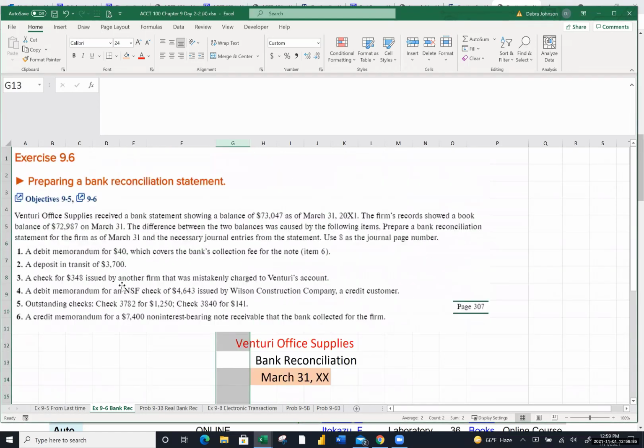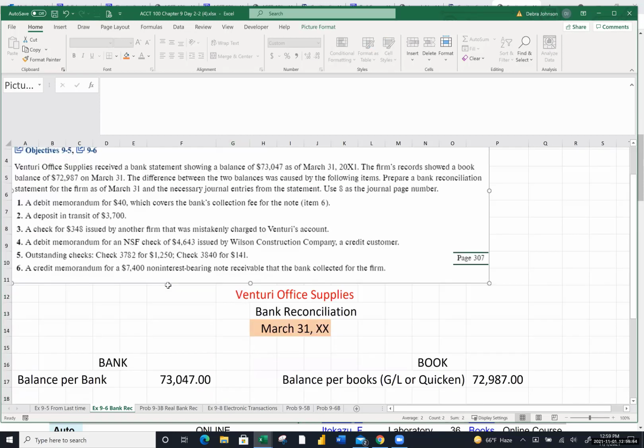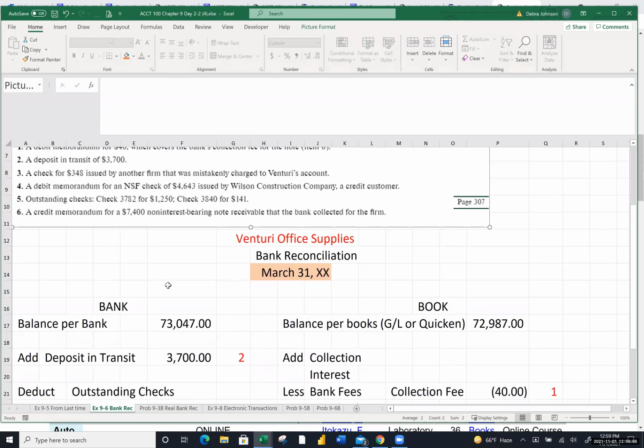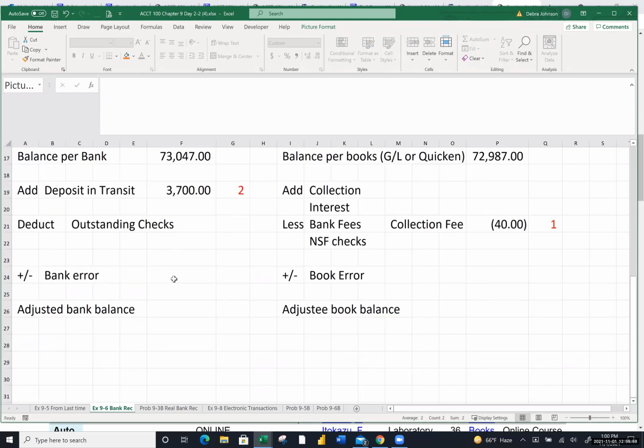Okay, we'll keep going. Number 3, a check for $348 issued by another firm that was mistakenly charged to our account. There's an example of a bank screw up. That was a bank problem. They accidentally charged this company for $348. That is an example of a bank error. To fix it, they need to put $348 back into our account.